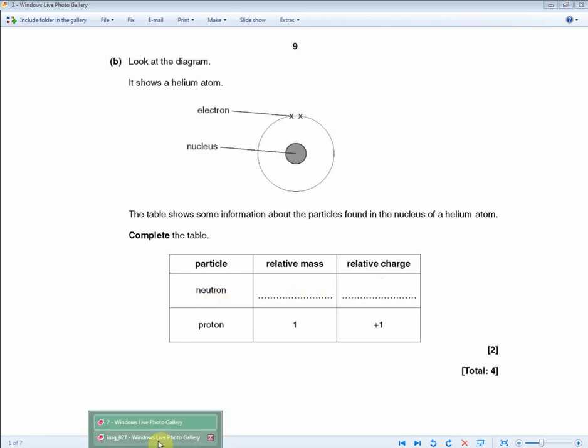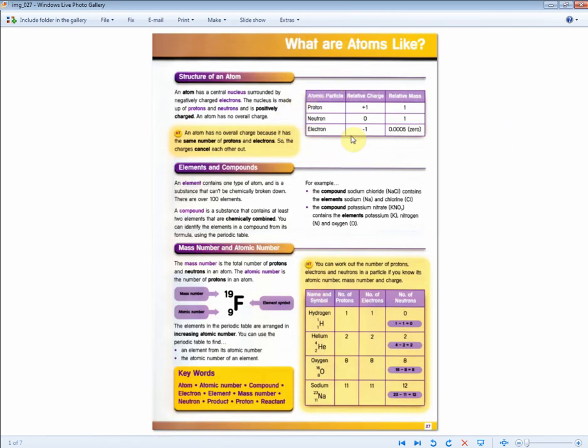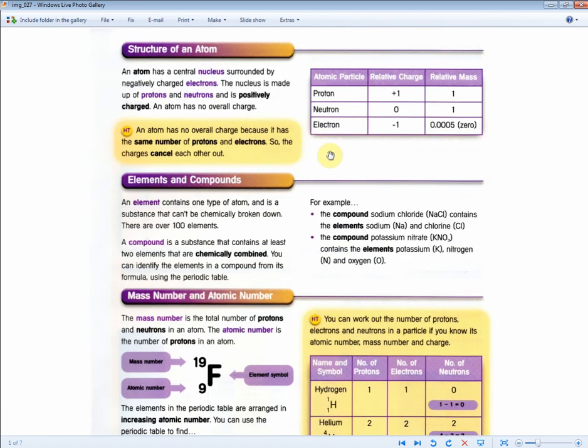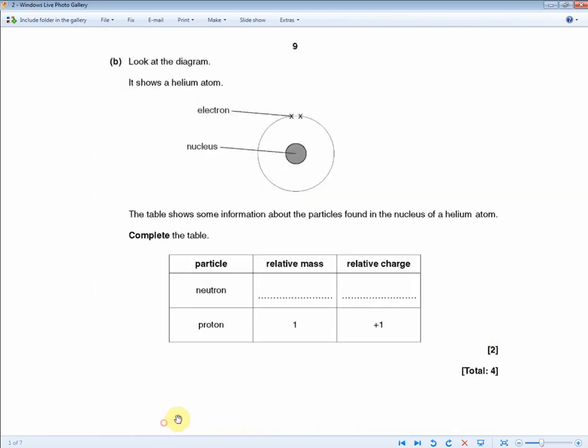So they're basically asking you to recall the information from this table here. If we zoom in, we can see that the neutron has 0 charge and has a relative mass of 1. So therefore, it's important to memorize this table as it's the fundamentals of what chemistry is about. So 0 for charge and 1 for mass. So returning back to the exam question, 0 for charge and 1 for mass.